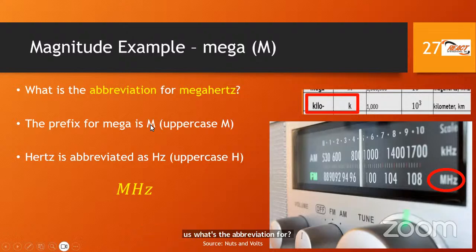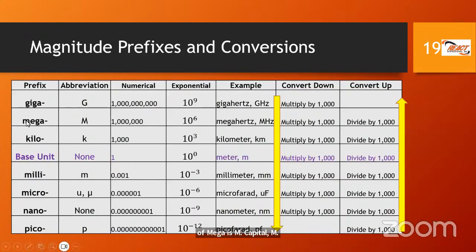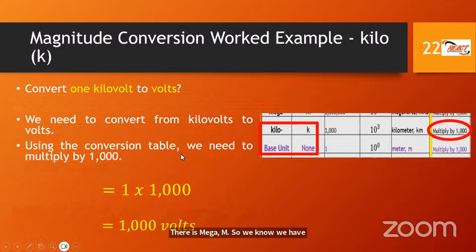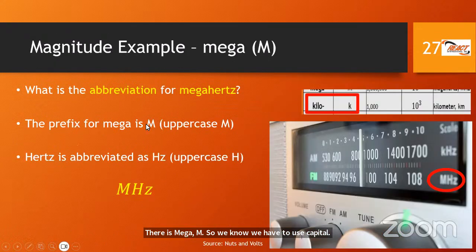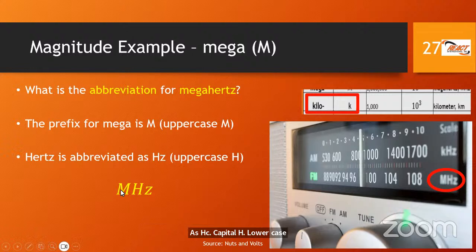The prefix for mega is M, capital M. Let's check our trusty table. That has one inaccuracy. So mega, the abbreviation is capital M. There it is, mega M. So we know we have to use uppercase M. So the prefix for mega is M. And we also know that hertz is abbreviated as Hz, capital H, lowercase z. So when we put them together, we get megahertz as MHz, capital M, capital H, lowercase z. That's how we represent megahertz. Again, we are probably already familiar, having seen it on a radio dial. It's not a stranger to us.